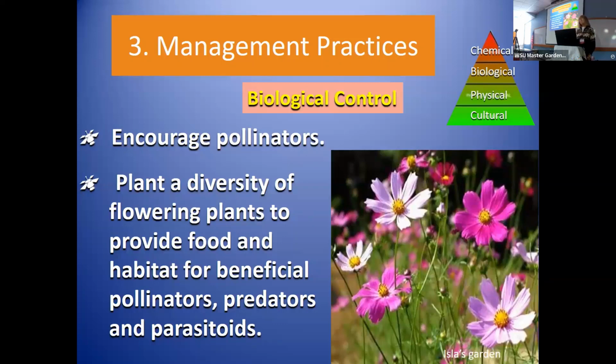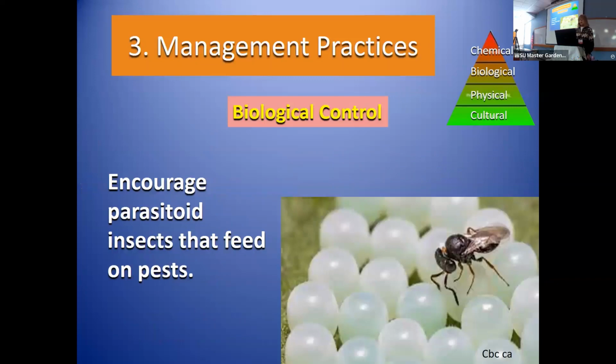Also, plant a diversity of flowering plants, and provide food and habitat for your beneficials, for pollinators, predators, and parasitoids. You'll also want to encourage these parasitoids. These are really an important key here in terms of beneficial insects. As we said, they're going to parasitize other insect pests.